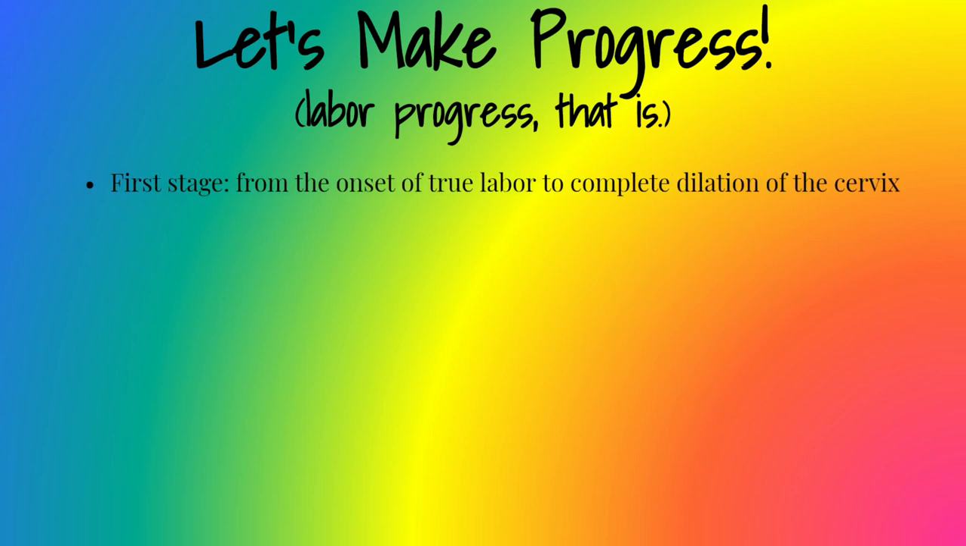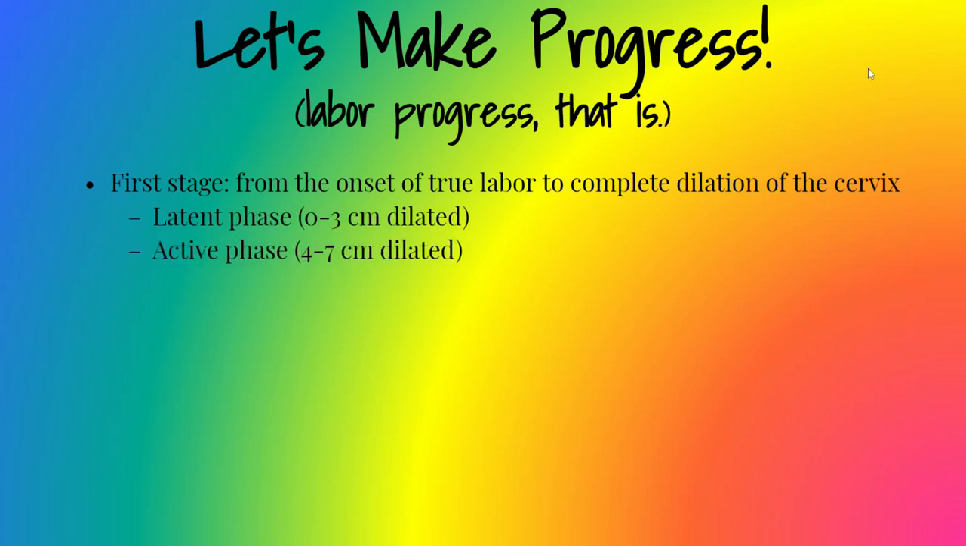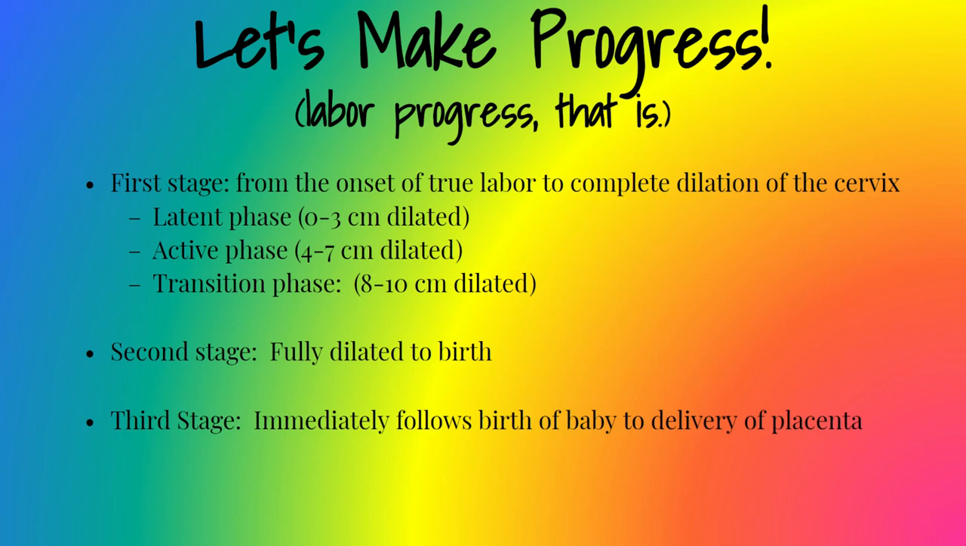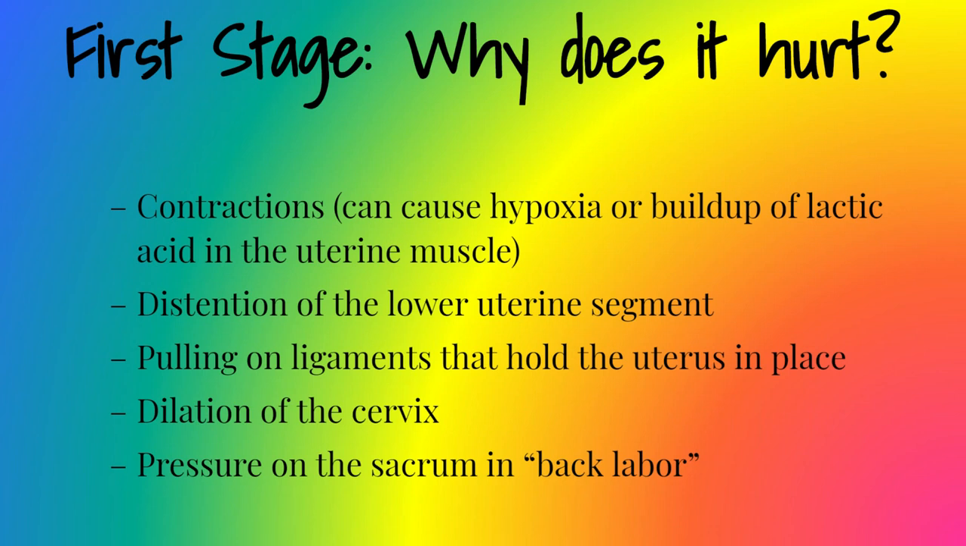So let's go ahead and make some progress. First stage, from the onset of true labor to complete dilatation of the cervix. That is broken up into latent phase 0 to 3 and active phase 4 to 7. And then we have the transition phase, which is at the very end of cervical dilation, 8 to 10. This is the toughest phase to get women through. And then we have second stage, which is all about the descent and expulsion of the baby, fully dilated to birth. And third stage immediately follows the birth of the baby until we deliver a placenta.